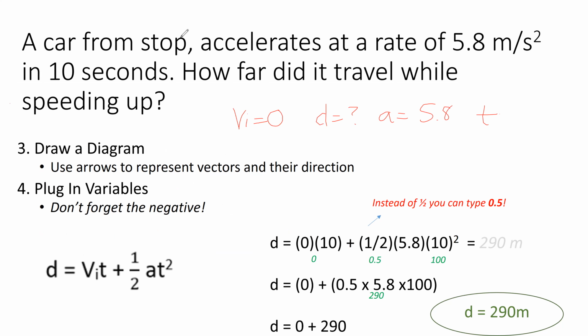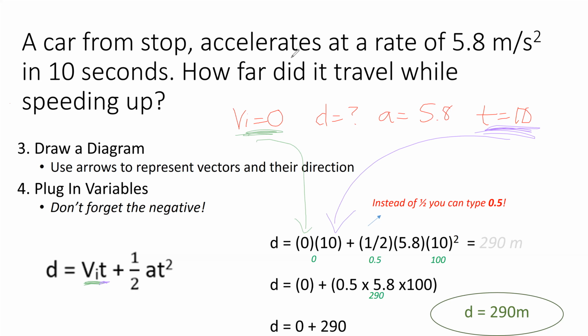T was equal to 10. So now all we're going to do is plug in those numbers, right? All right, so here's my equation. Here's Vi. Plug it in. Very nice. Here is t. T is 10 seconds, so plug that in. 0 times 10 is 0.